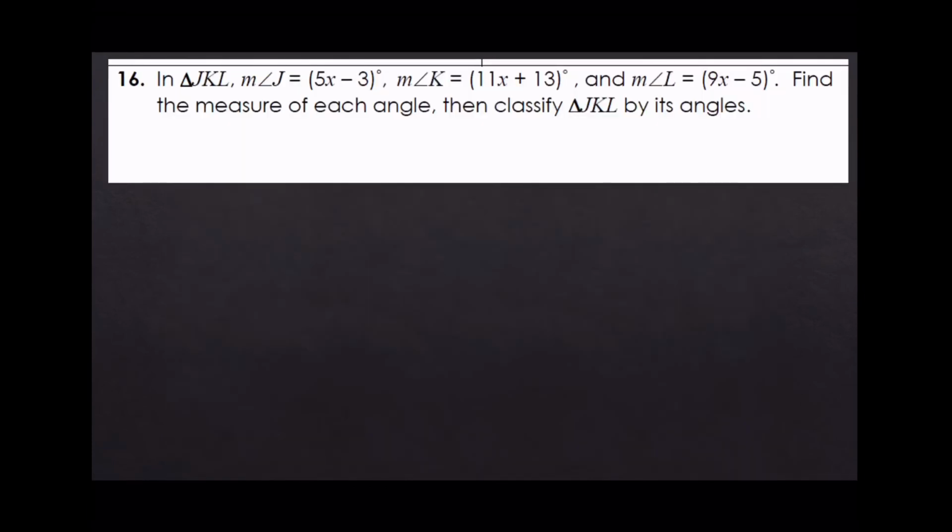So let's go look at this one. This is taking everything we've learned about triangles. If I have a triangle J, K, L, those are my 3 angles. It tells me the measure of angle J, K, and L. It wants me to find the measure of each angle and classify. Now I'm going to say something: when in doubt, draw it out if you need to. But I know that J plus K plus L should equal 180.